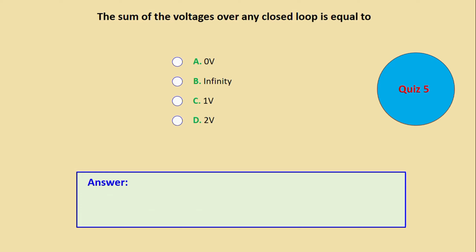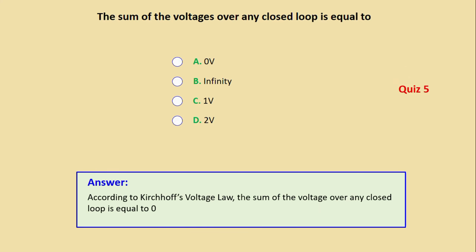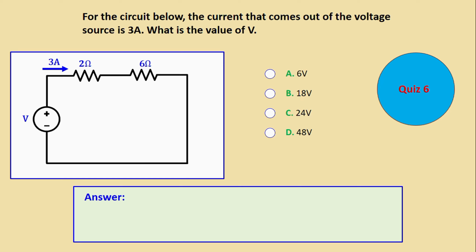The sum of the voltage over any closed loop is equal to. Let's start. According to Kirchhoff's voltage law, the sum of the voltage over any closed loop is equal to 0. That means A is the correct answer. We go now to quiz number 6.